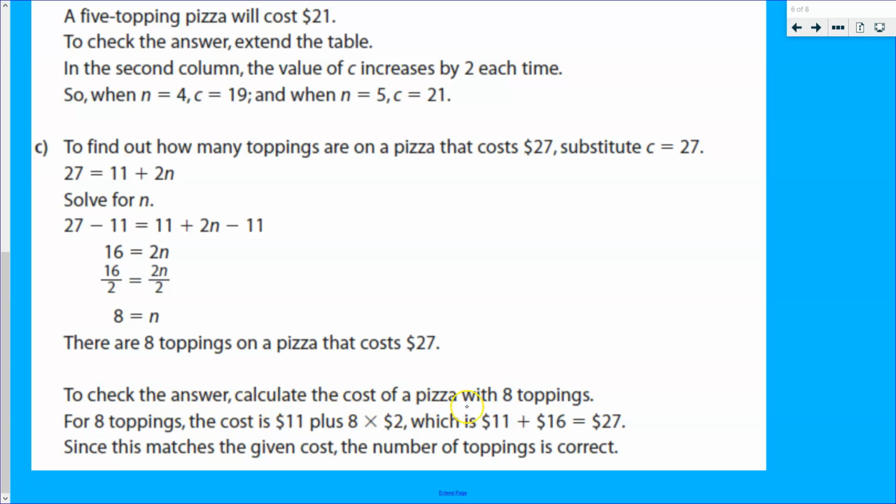To check the answer, calculate the cost of the pizza with 8 toppings. So it costs $11 plus 8 times $2, which is $11 plus 16, and you'll get $27. And this matches the cost, so you can tell that your answer is correct.